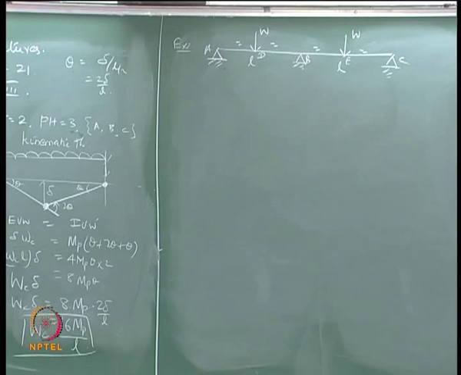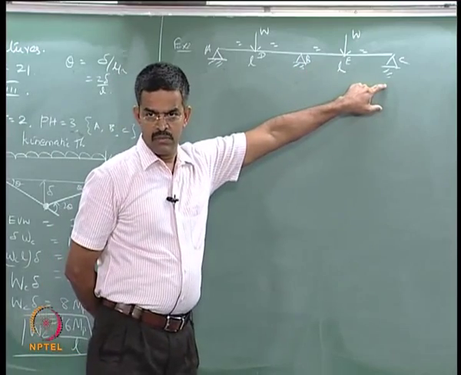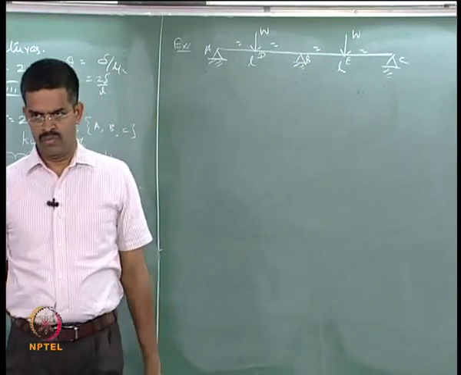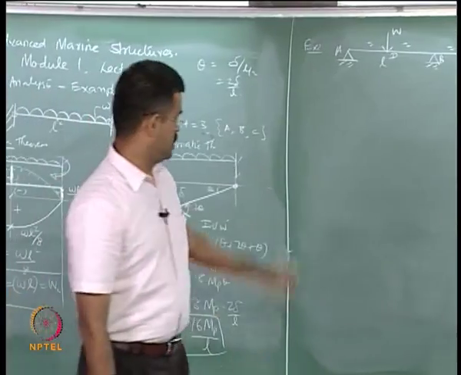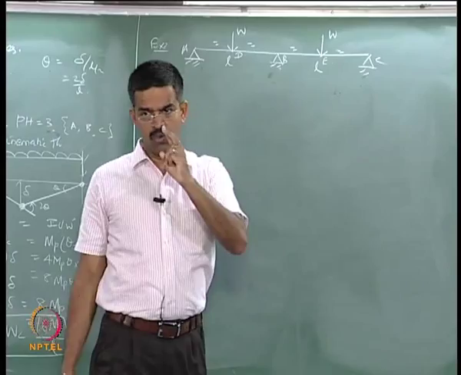What is the degree of indeterminacy for this problem? These are all hinged supports. For the modified value, neglecting the axial deformation, they will have only one vertical reaction. There are 3 reactions unknown, there are 2 equations available.